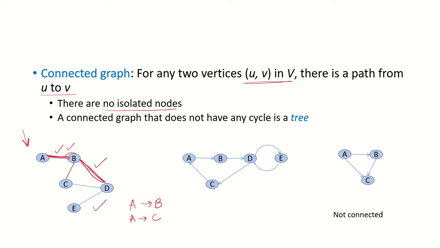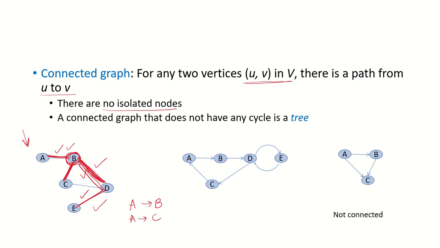Similarly, we can check for node B. Is there a path from node B to A? Yes. Is there a path from node B to C? Yes, through an edge. Is there a path from node B to D? Yes. Is there a path from node B to E? Yes, here and here. We go via this path.